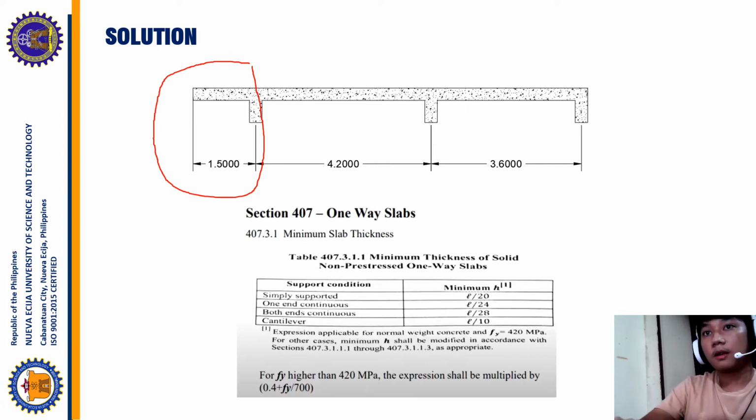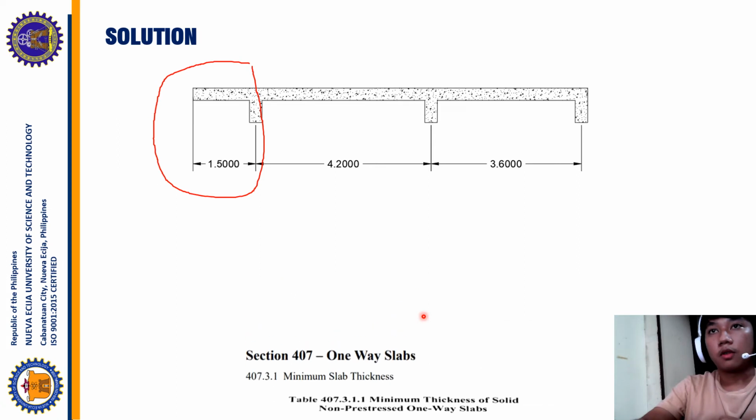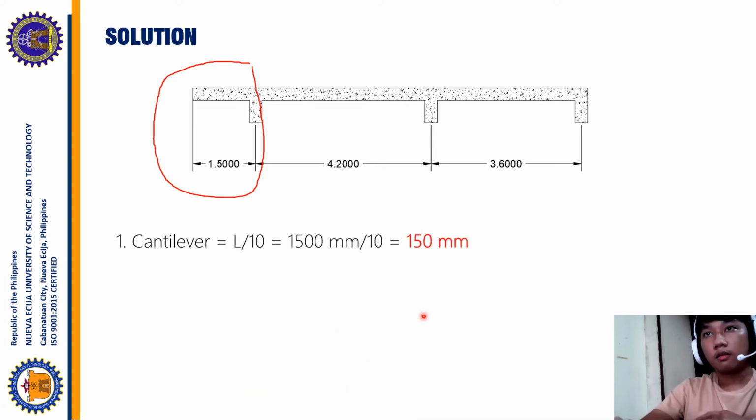So in the NSCP, we have the value for the minimum thickness for the cantilever. So therefore we can solve by using that equation. For the cantilever, we have L over 10. These are all in meters, so we just convert it into millimeters so that we get the final answer in millimeters. So the minimum slab thickness for the cantilever slab should be 150 millimeters.